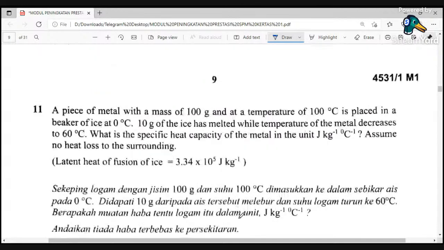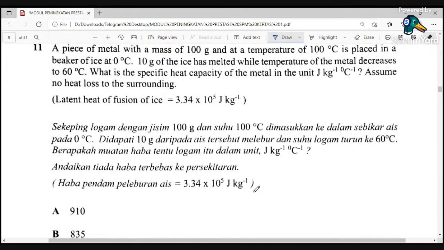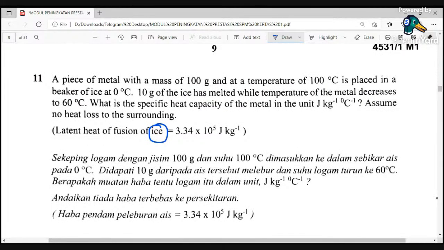Okay, number 11. A piece of metal, mass 100 gram, temperature 100 degrees Celsius, is placed in a beaker of ice at 0 degrees Celsius. 10 gram of ice melted while the temperature of the metal decreases to 60. What is the specific heat capacity of the metal in the unit J kg^-1 °C^-1? Assume no heat loss to surrounding. Latent heat of fusion of ice is given. Okay, nampak apa yang berlaku sebenarnya. Ini ada metal.